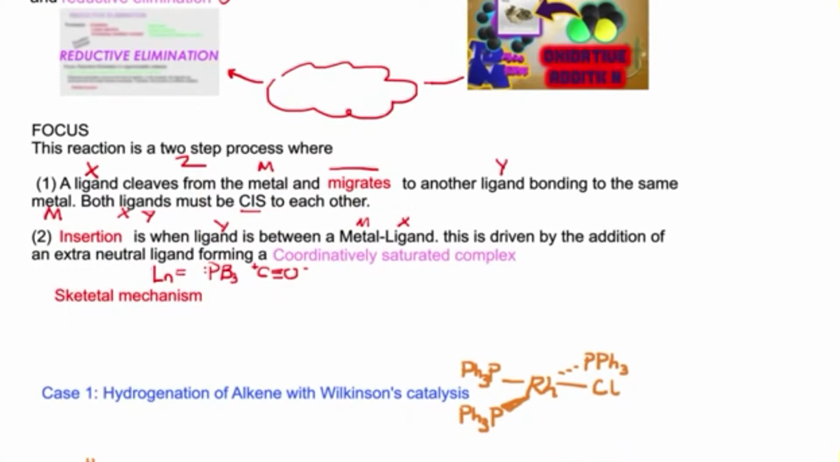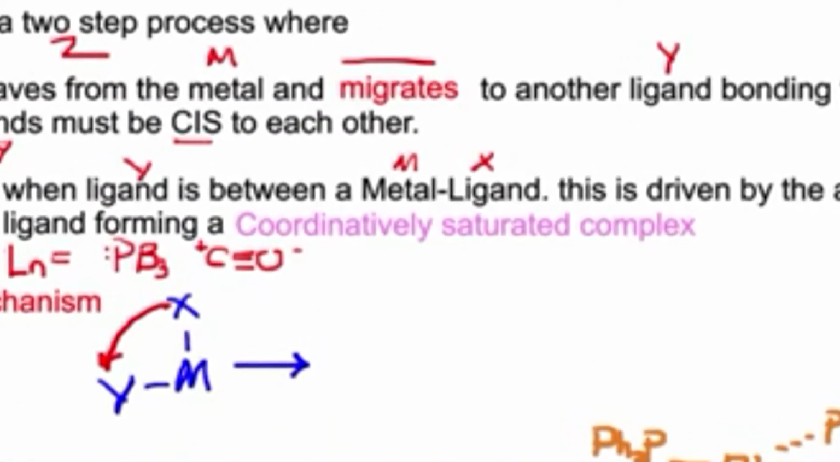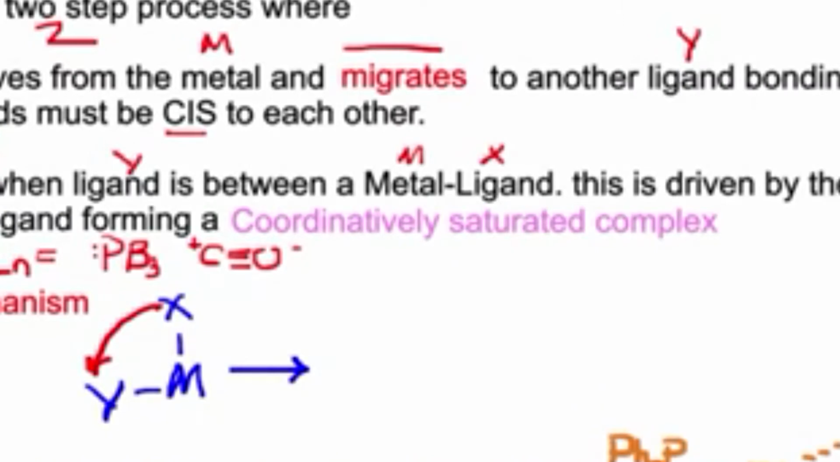Now looking at the skeletal mechanism for these two steps, first we have our metal right here, and this metal is initially bonded with X and Y. What we notice going to the next step is that X will migrate to Y, and we have M having just one bond to Y, and Y is bonded to X.